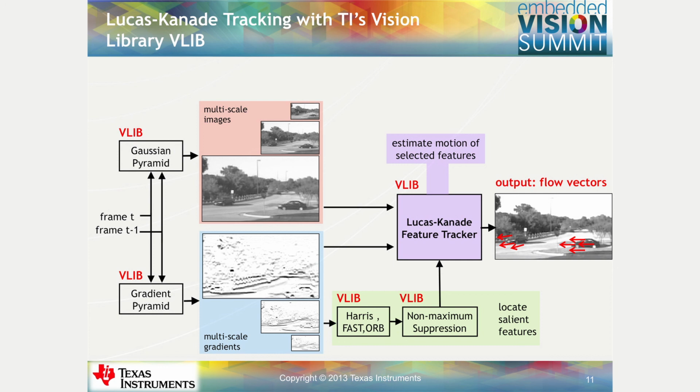We basically have coverage in image pyramids, in gradient pyramids, things like Harris corners, FAST and ORB features for saliency, non-maximum suppression, as well as the actual Lucas-Kanade tracker kernel. And you can implement the full flow with our library kernels that are already optimized on the C6000 DSP.